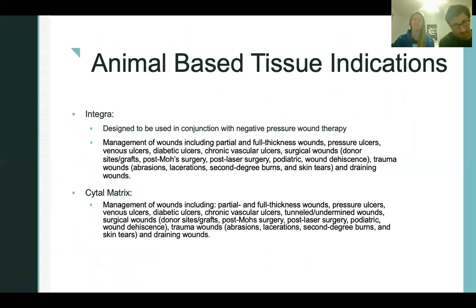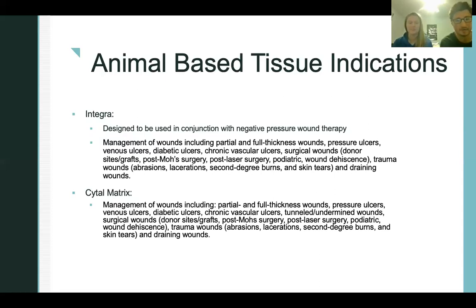And then for animal-based tissue indications, the two here that we have are Integra and Cytal. Integra was designed to be used in conjunction with negative pressure wound therapy. So anytime a wound needs to undergo NPWT, we use Integra. Management of wounds, including partial and full thickness wounds, pressure ulcers, venous ulcers, diabetic ulcers, chronic vascular ulcers, anything that's traumatic, such as abrasions, lacerations, second-degree burns, and skin tears, and then any draining wounds.